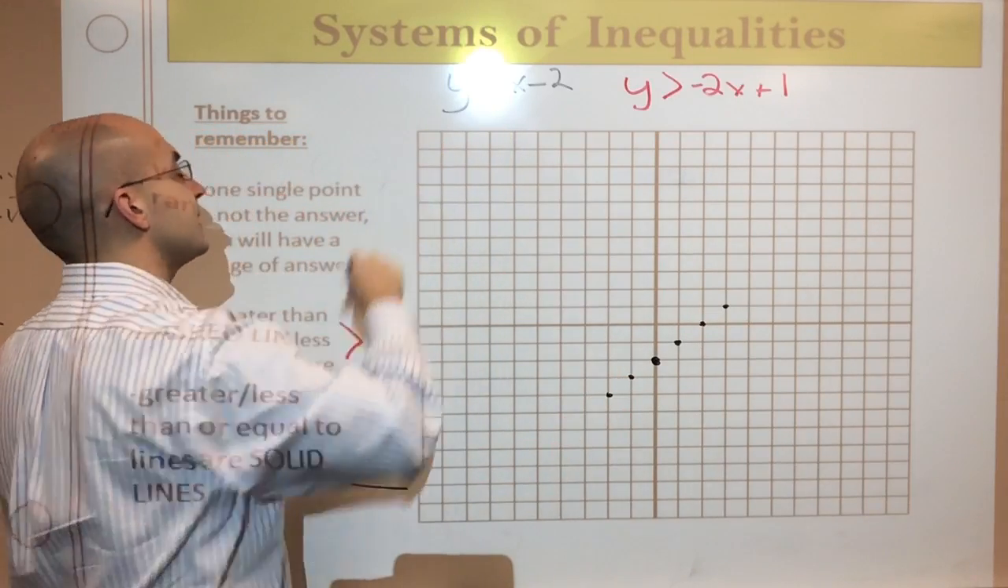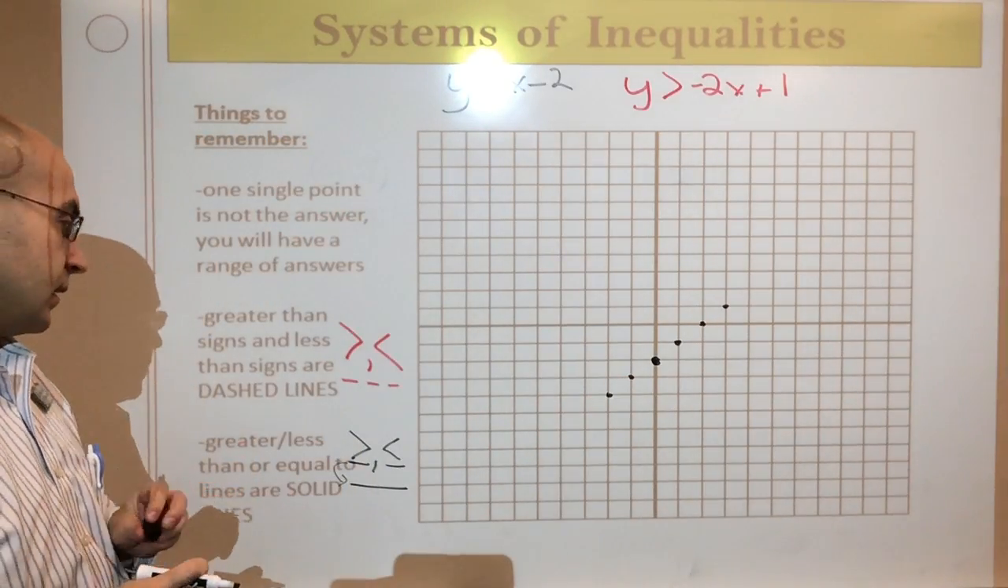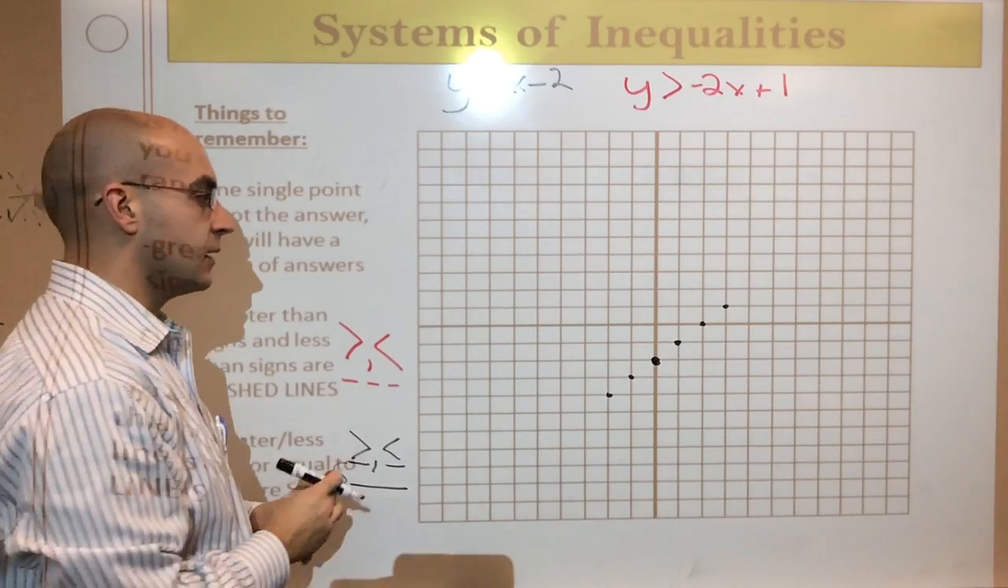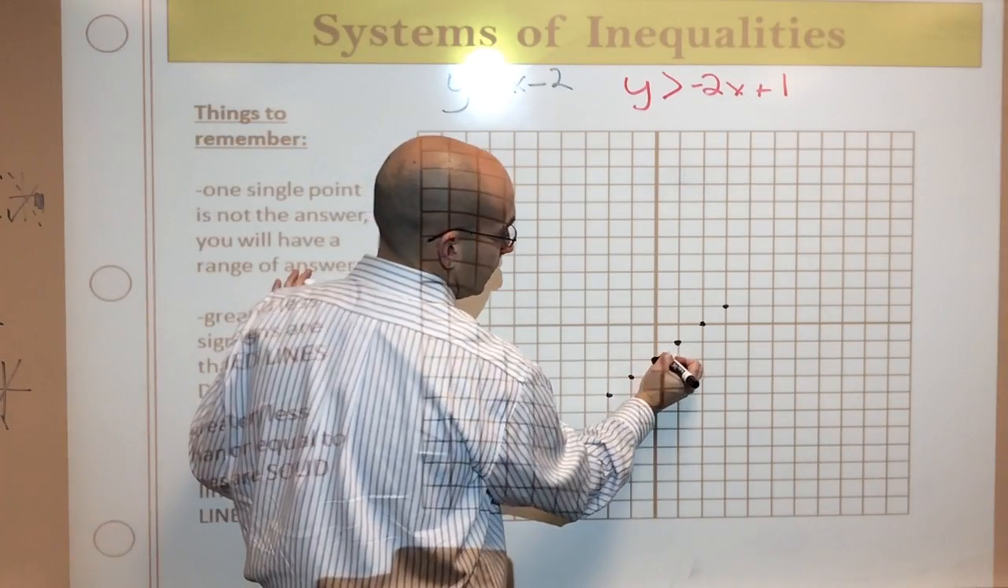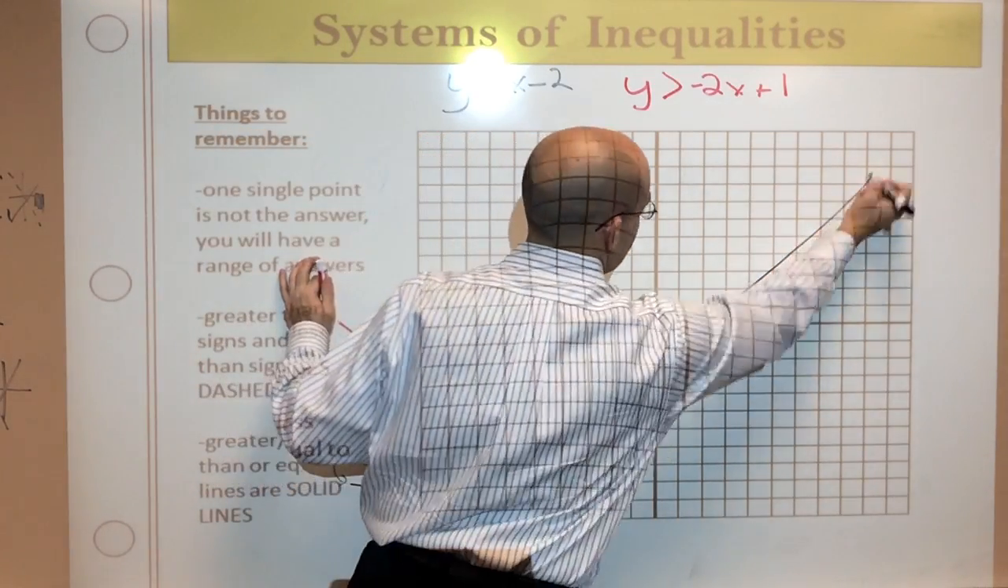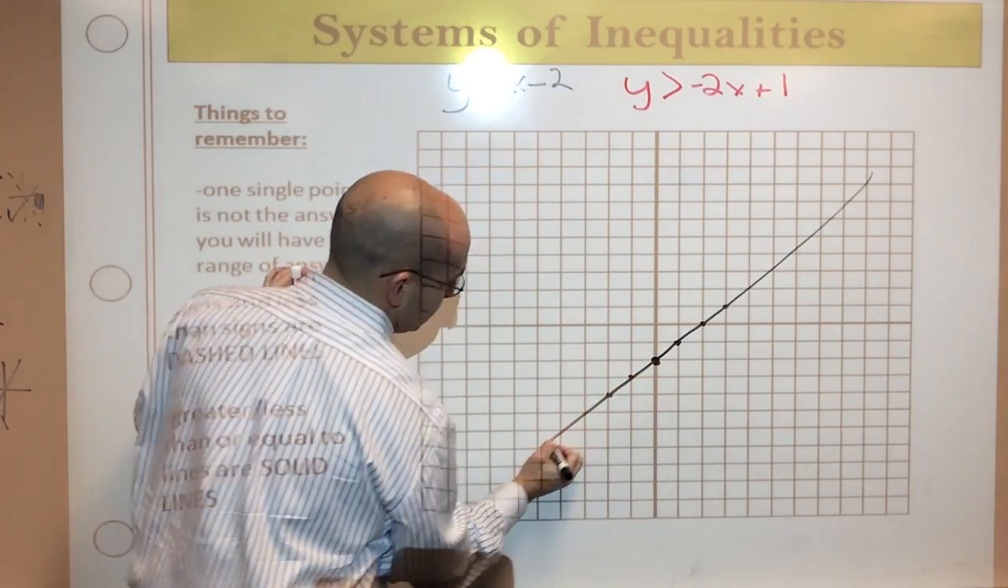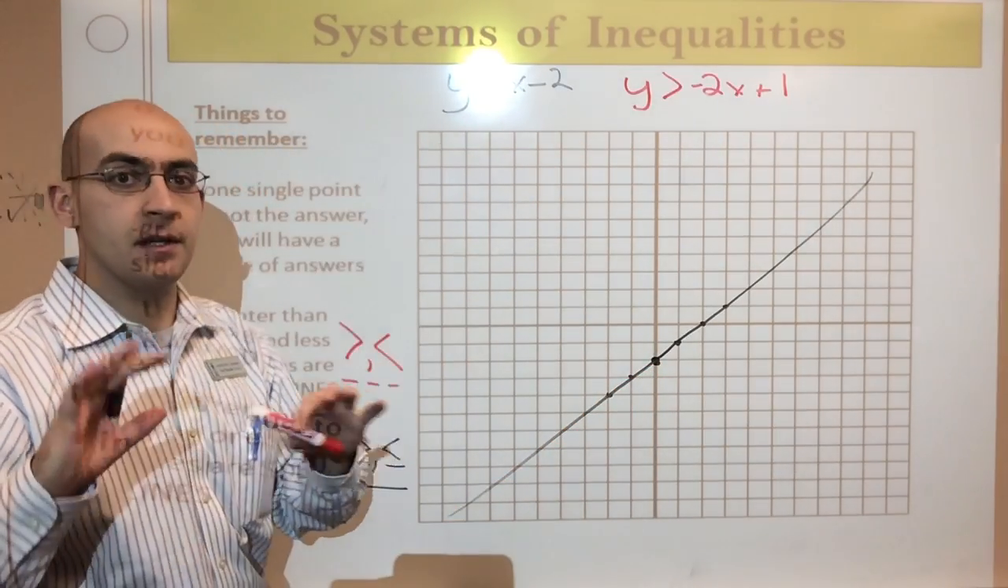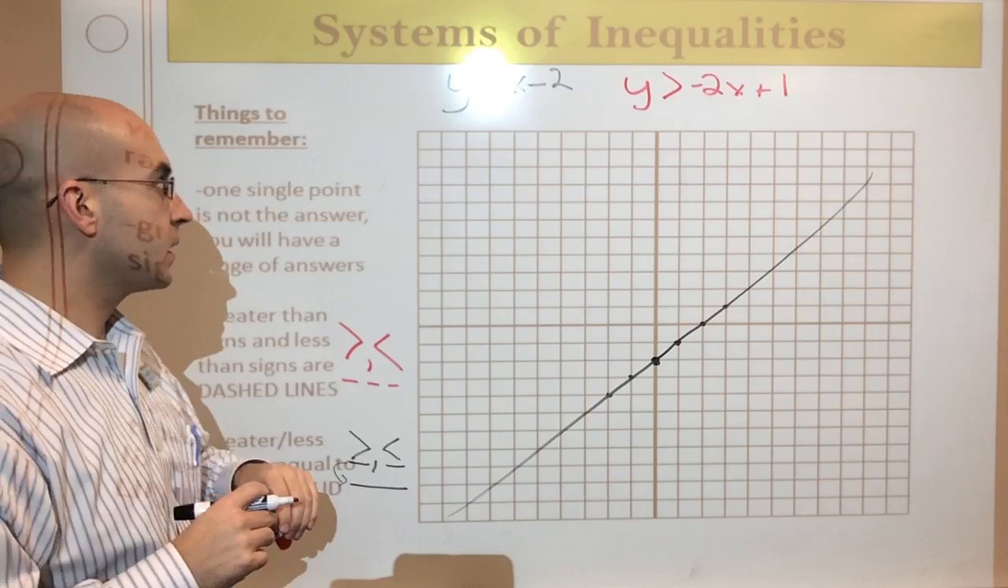Now, it's less than or equal to, so let's draw that line. Less than or equal to is a solid line. So I'm going to draw a solid line and do the best that I can. It's not going to be perfect, but it's okay. You'll get the point. Now, here's where the inequality sign comes into play.